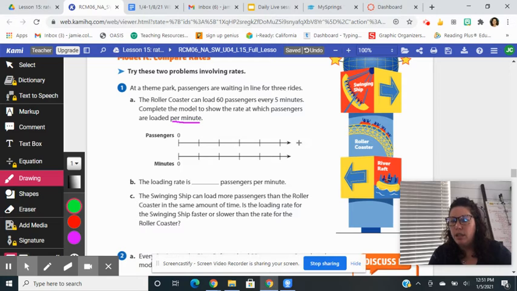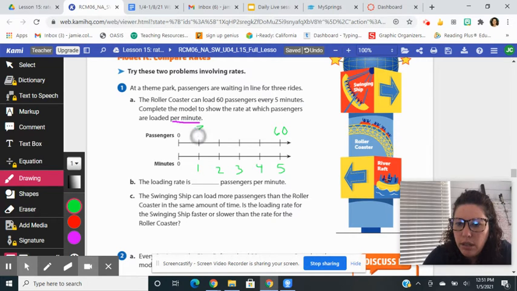Let's do green. So I'm going to start with there are 60 passengers for every 5 minutes. So I need to break this down, and I think I can just count down. So this would be 4, 3, 2, and 1. That's nice, but we need to find out what goes here. So what's the relationship between 60 and 5? How do we go from 5 to 60? Or how do we go from 60 to 5?